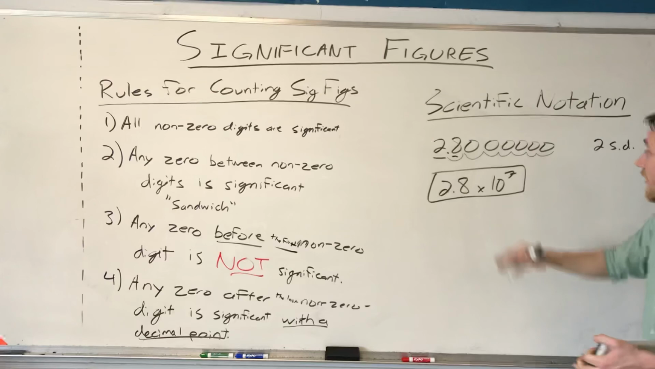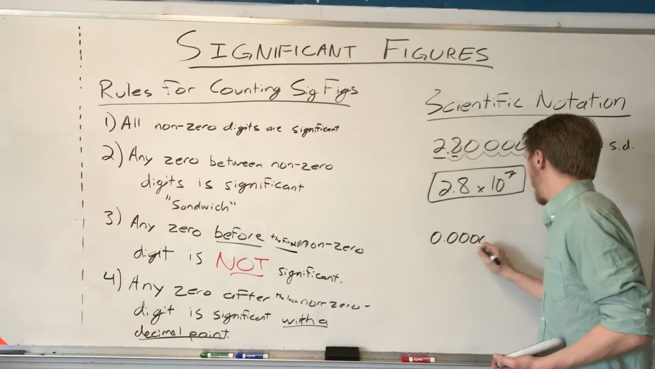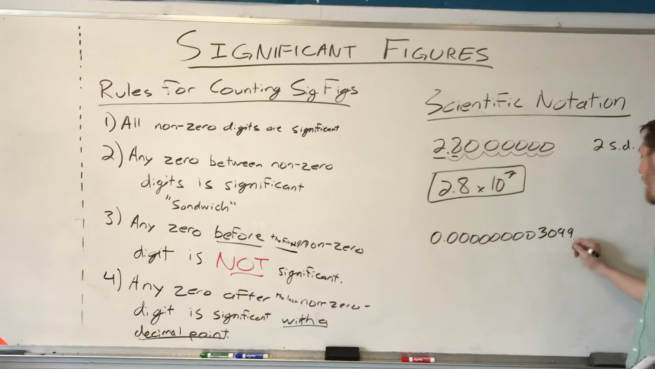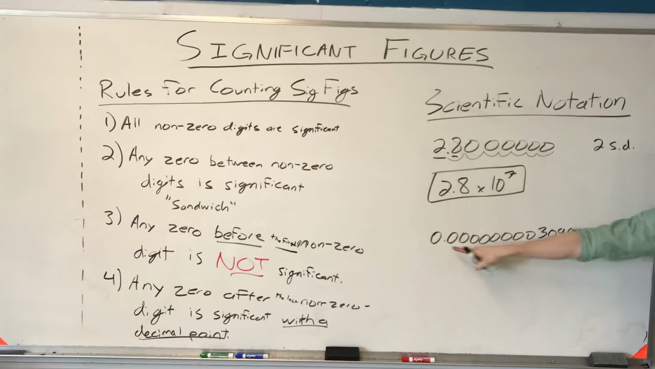Now, this has all been for really big numbers. What about a small number? So let me write a small number for you. 0.0003099. I don't know, just made up a number. So here's a very small number. And you can see that because there's a decimal point here. Let's write this in scientific notation.